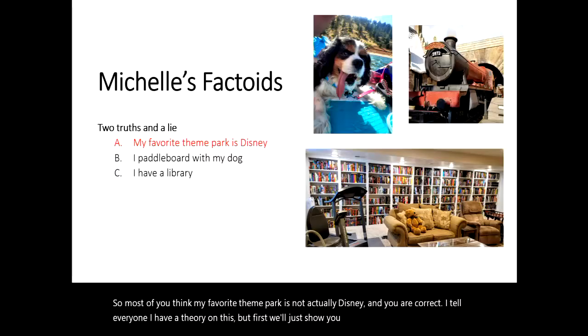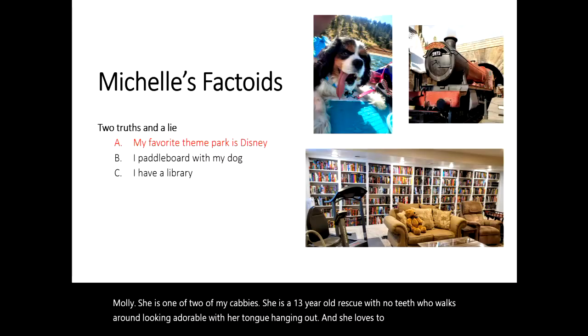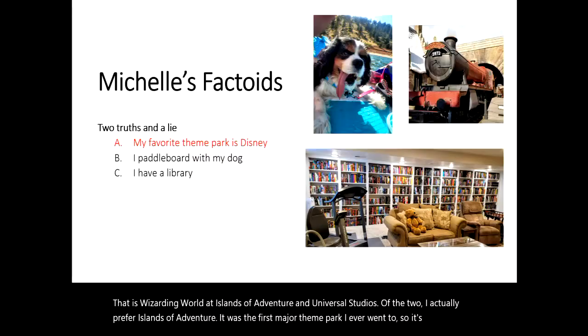Okay, that's my baby girl, Molly. She is one of my two cabbies. She is a 13-year-old rescue with no teeth who walks around looking adorable with her tongue hanging out, and she loves to paddleboard. That is Wizarding World at Islands of Adventure and Universal Studios. Of the two, I actually prefer Islands of Adventure. It was the first major theme park I ever went to, so it's just my first love, I guess.